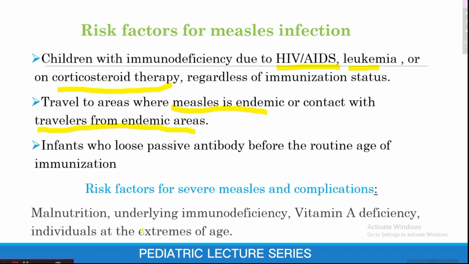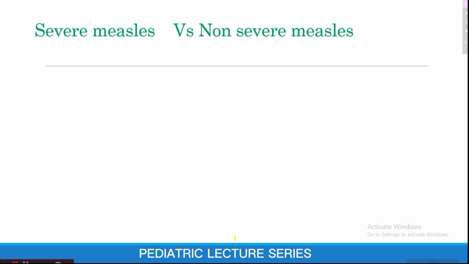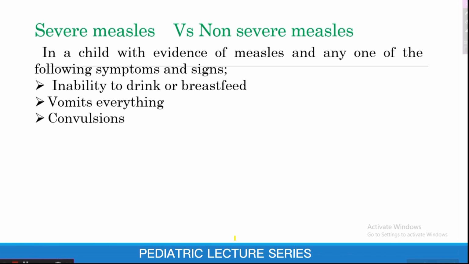This includes malnutrition, underlying immune deficiency, vitamin A deficiency, also in individuals of extreme age whose immunity is not very developed. Let's contrast between severe measles and non-severe measles. So a child can get measles and these measles can progress and qualify to be very severe based on the following features. If the child has evidence of measles with any of the following signs and symptoms.